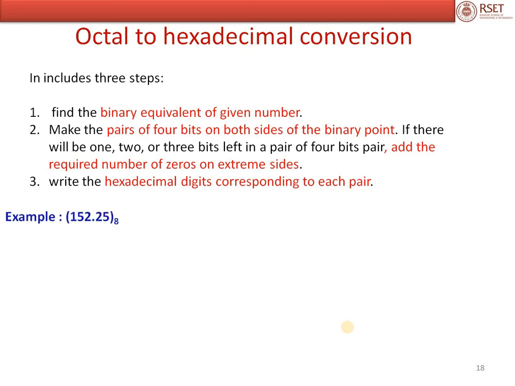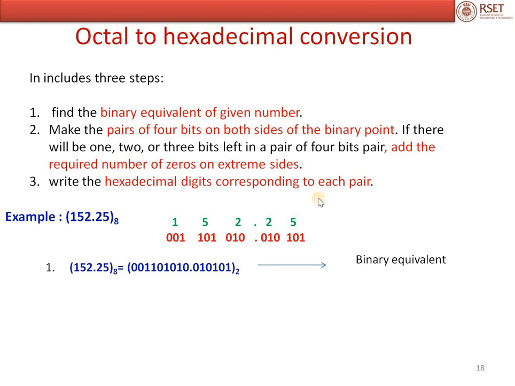And the third step is to write the hexadecimal digits corresponding to each pair. Let's start with an example, 152.25, which is an octal number. So first we need to convert it to its binary value. So we are considering 3 bits for each digit. So this will be the corresponding binary equivalent number. Next we need to group 4 bits as a pair starting from this point. So these are the bits in pairs of 4 bits.